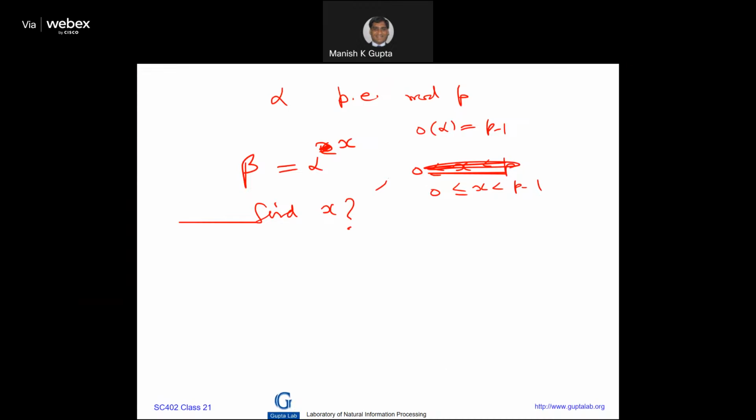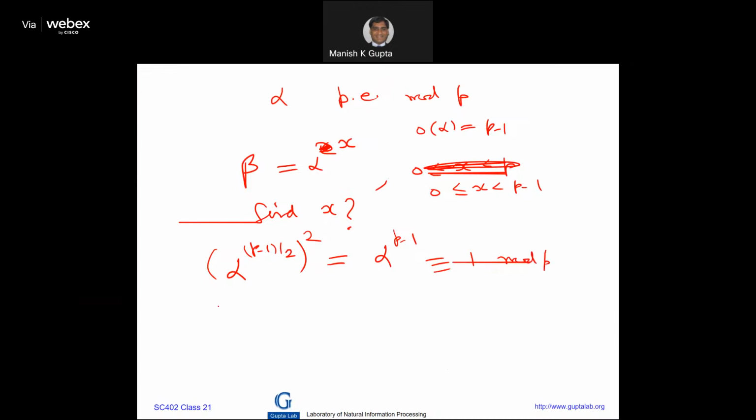Now I'm going to do something. If you look at this expression, alpha raised to power (p minus 1)/2, whole squared, what is this value? This will be alpha raised to power p minus 1. The order of alpha is p minus 1, so this value will be 1, right? Which is really straightforward. So this value is alpha raised to power p minus 1, which is equal to 1 mod p.